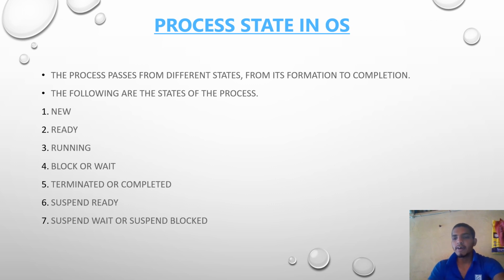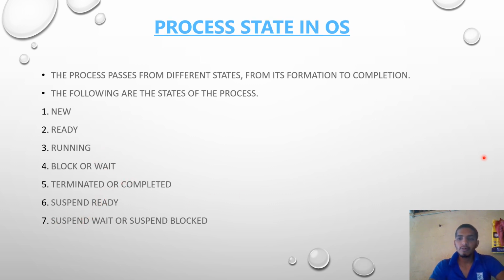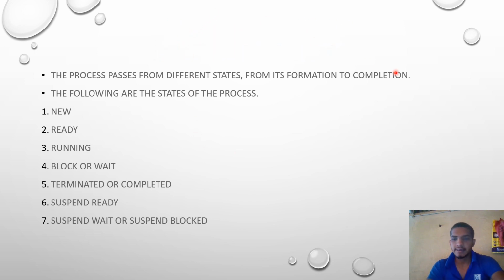The first five states are very important because these states are always present in any execution of a program. Suspended ready and suspended waiting states are not mandatory, but sometimes processes go into these two states also. Now let us see what these states actually are.